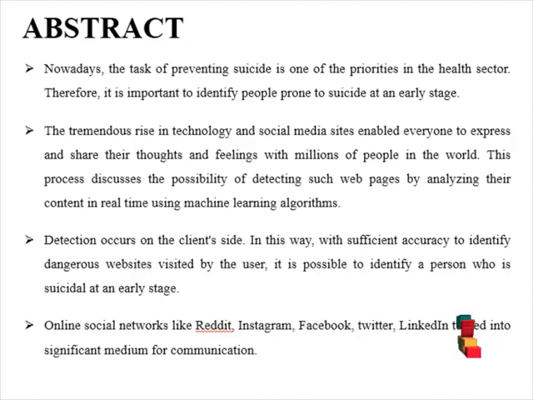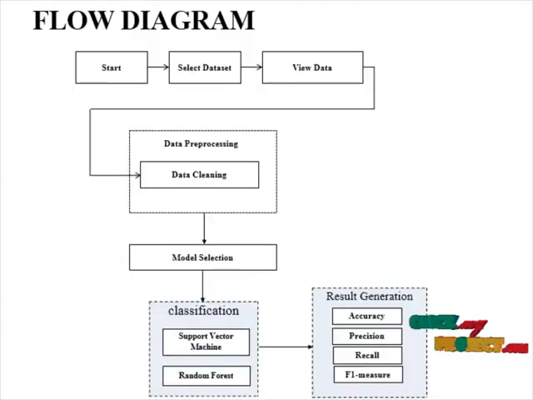Online social networks like Reddit, Instagram, Facebook, Twitter, LinkedIn turned into a significant medium for communication. And the flow diagram of the project is: first we need to start the program and select the suicidal content data set and view the sample data set in the console working directory, and it will be implemented into data pre-processing. In data pre-processing we apply the data cleaning method. In data cleaning we need to check if there are null values or missing values in our data set. If there are, we need to replace them with the unique value of 0.